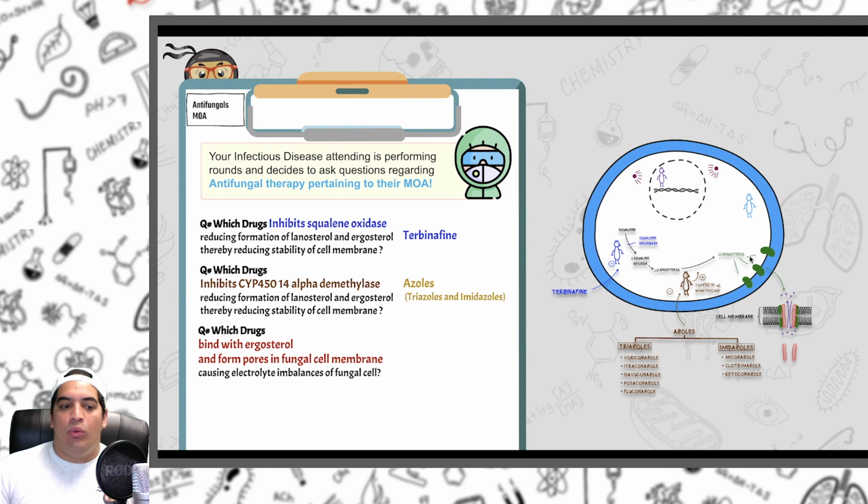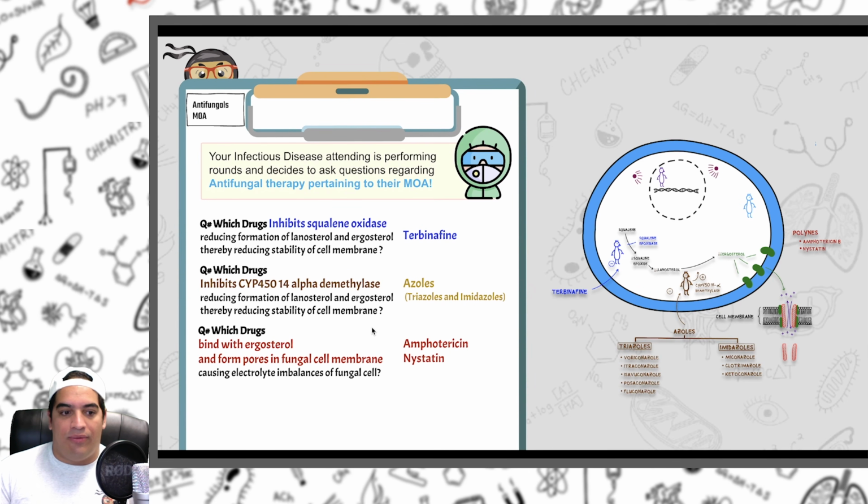All right, which ones actually bind with ergosterol and form a pore, because it has a hydrophilic and a hydrophobic portion? When it binds to this ergosterol, it creates a little pore that allows ions to move in and out, which can create the opportunity for cell lysis. Which ones do you guys remember? Which are the ones that actually form the pores? These are the ones like nystatin and amphotericin B.